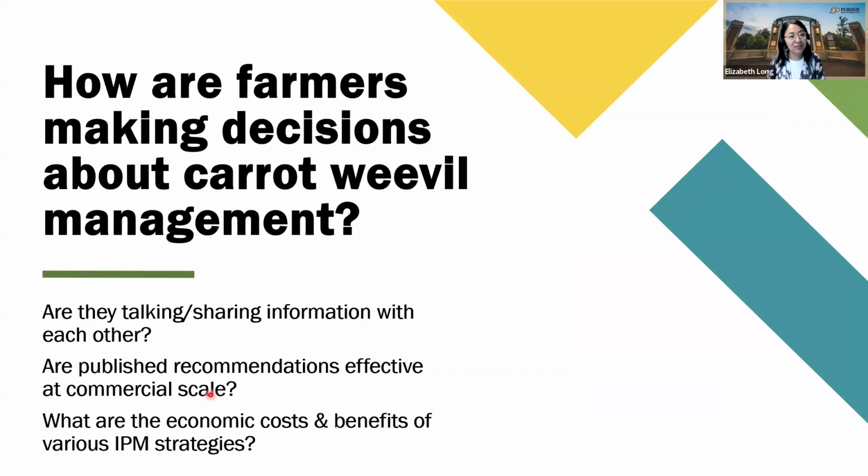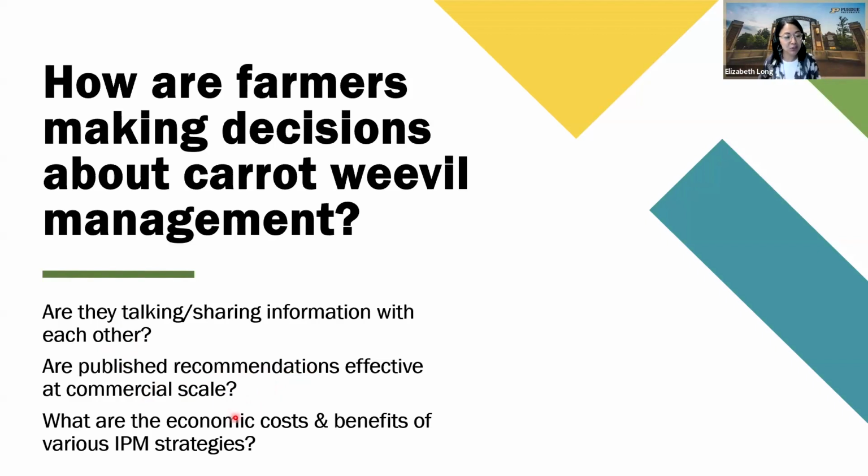So that really raises again this question: how are farmers making decisions about carrot weevil management? Are they talking to each other? Are they sharing information with each other about what works or what doesn't? It also raises questions about whether the published recommendations are effective at commercial scale. I bring up this question because a lot of the work at any land grant institution or institutions that have extension services, we're often working on a research farm. So the scale may not be the same. Some of the pressures and requirements may be different than what farmers would be experiencing at the commercial scale.